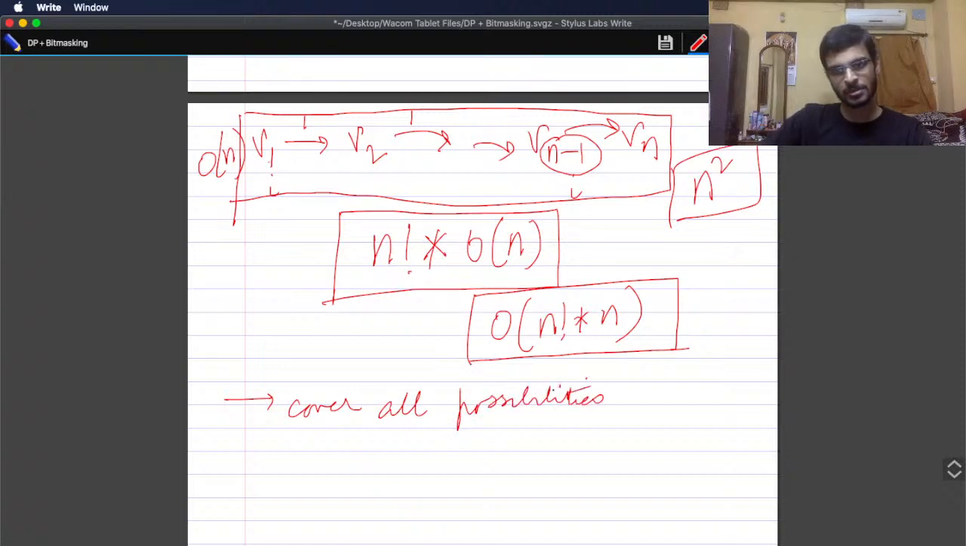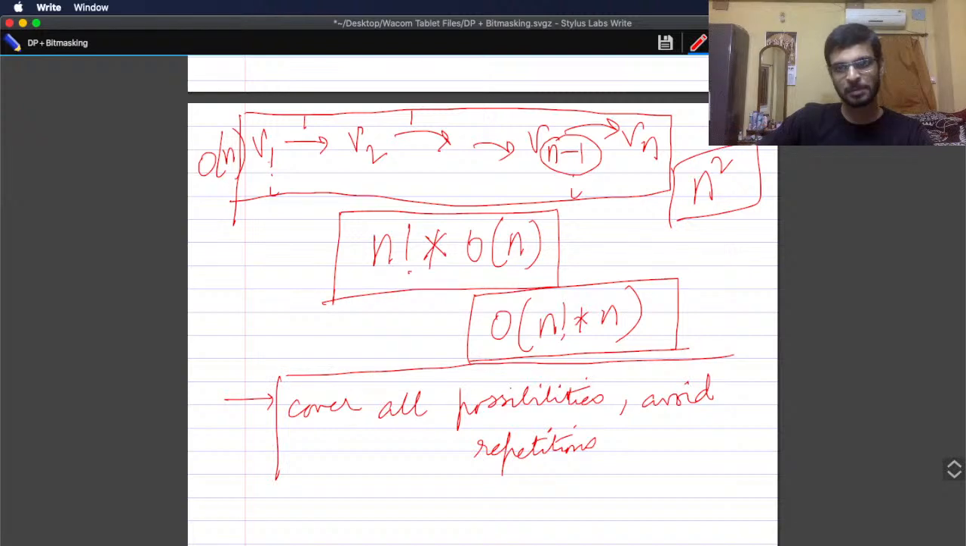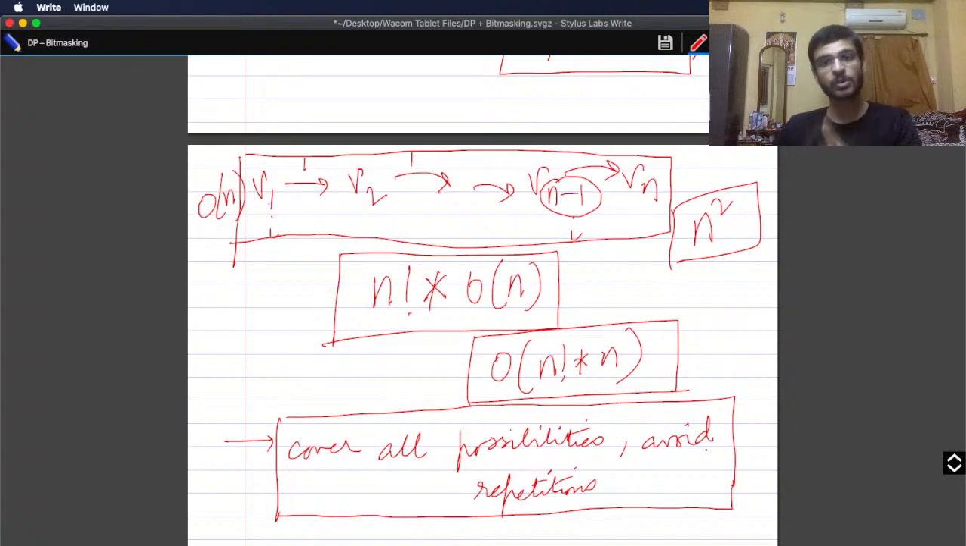Cover all possibilities and avoid repetitions. This is the only thing I can do. And this is precisely the technique that employs DP plus bitmasking. All the possibilities are important to me, all the permutations are equally important, but I need to avoid some repetitions.